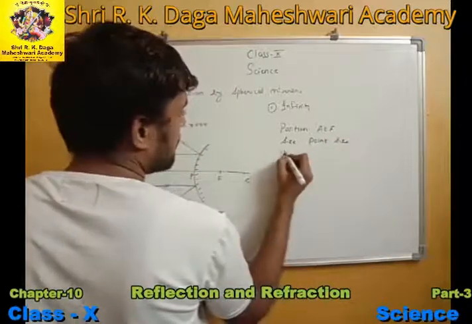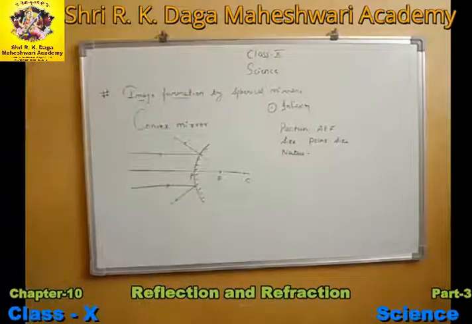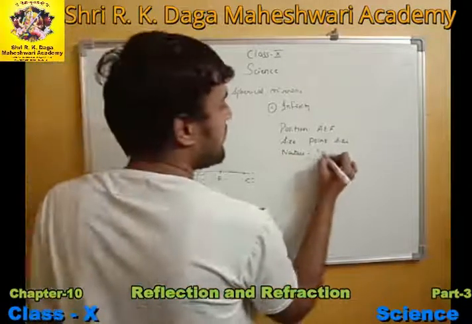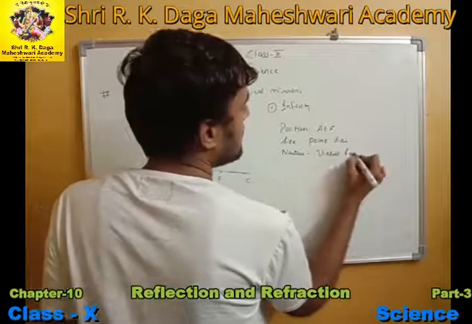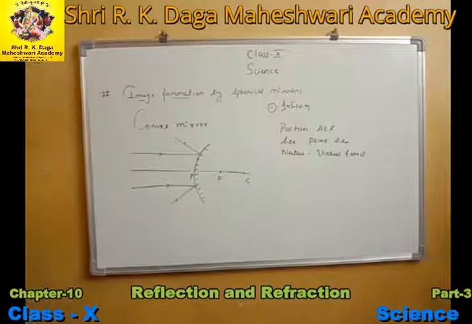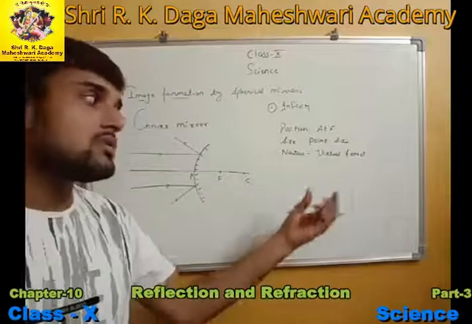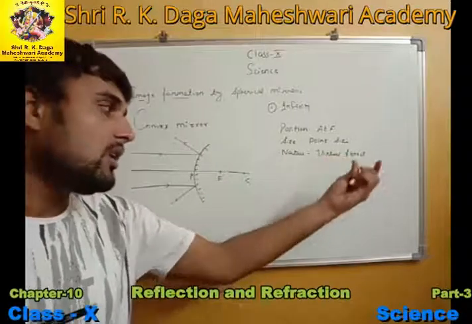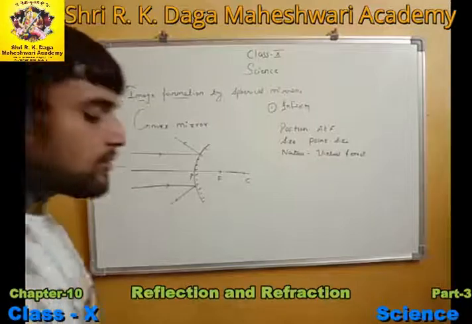What is the nature of the image formed? The nature of the image is virtual and erect, right? As the rays are not meeting each other actually, but we have to pretend that on extending the rays back, they will meet each other. So the image formed will be virtual and erect. So I hope the diagram is clear to all of you.